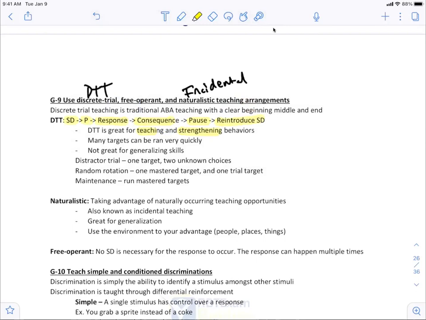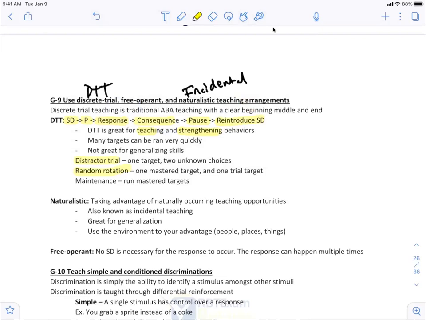Different ways to implement targets in DTT. We can do a distractor trial. We have one of our target with 2 unknown choices. So if we're trying to identify tiger, we can mix in a car and a boat, 2 unknown choices, 1 target. Random rotation, we take 1 master target and 1 unmastered target and rotate through.